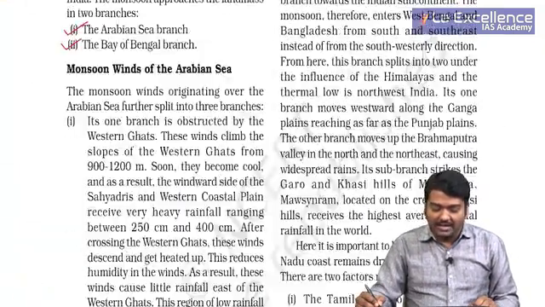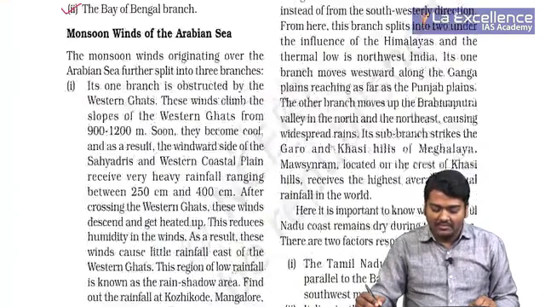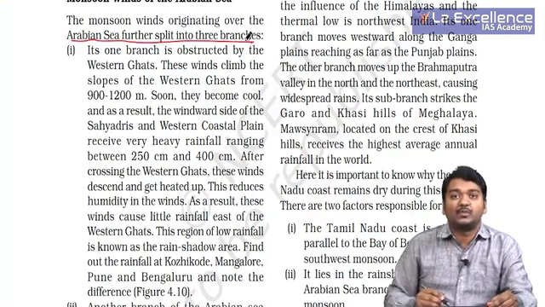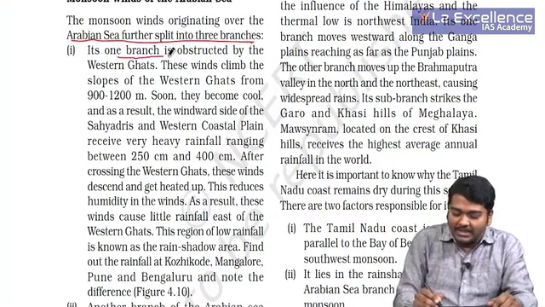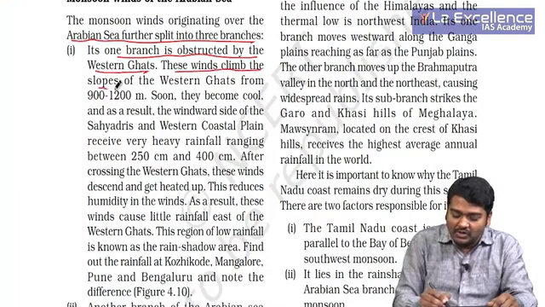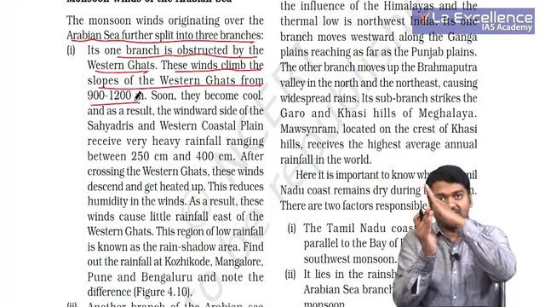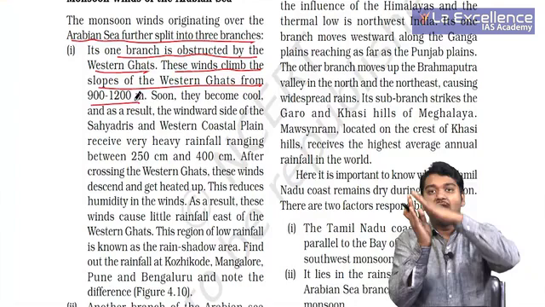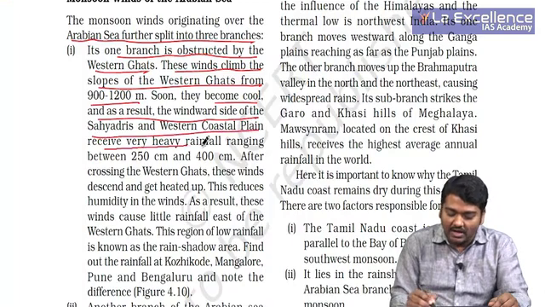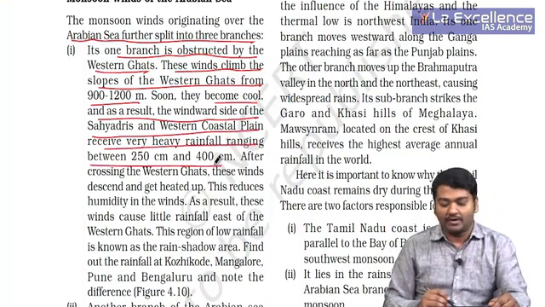So guys, let me actually read out what they have given. So here we are talking about the Arabian Sea branch, which further splits into three. One branch is obstructed by the Western Ghats. These winds climb slopes of the Western Ghats, which is 900 to 1200 metres, and whenever they climb, they become cool. As a result, the windward side usually gives you heavy rainfall between 250 to 400 cm.